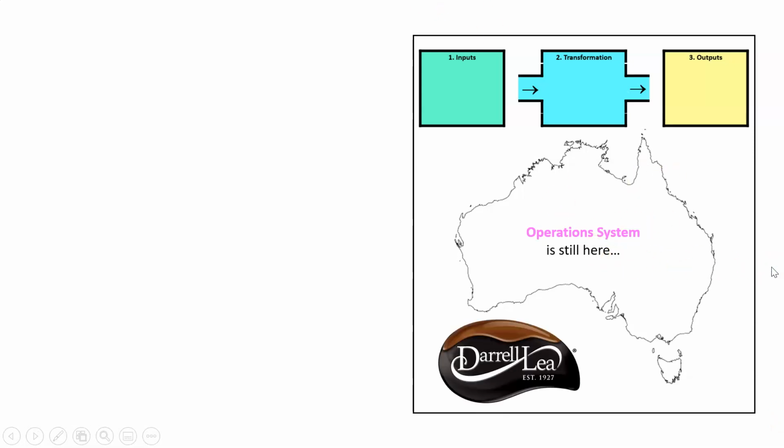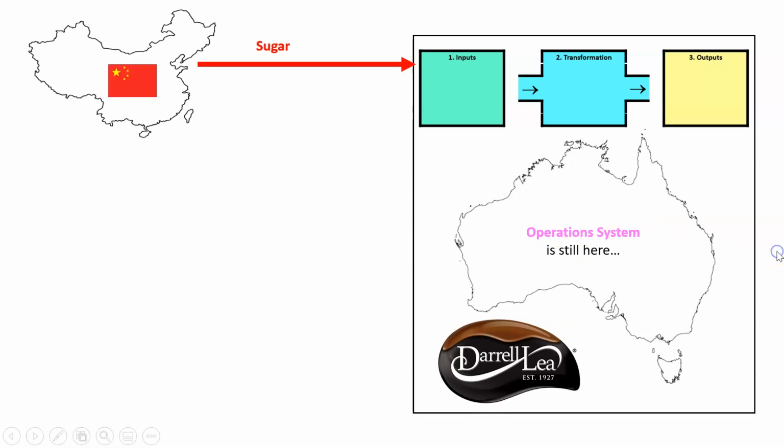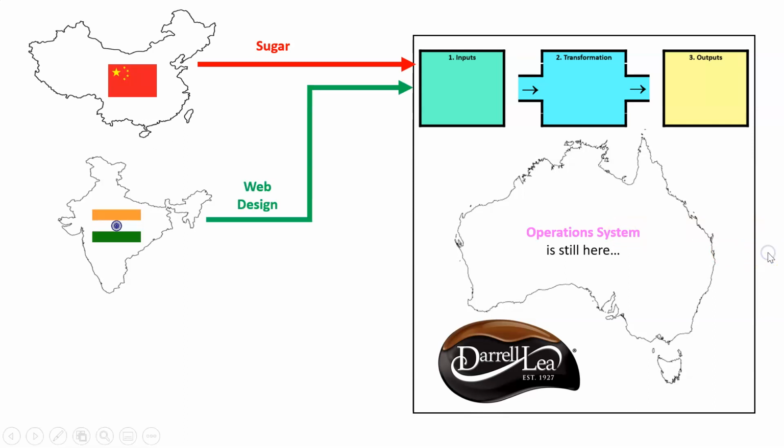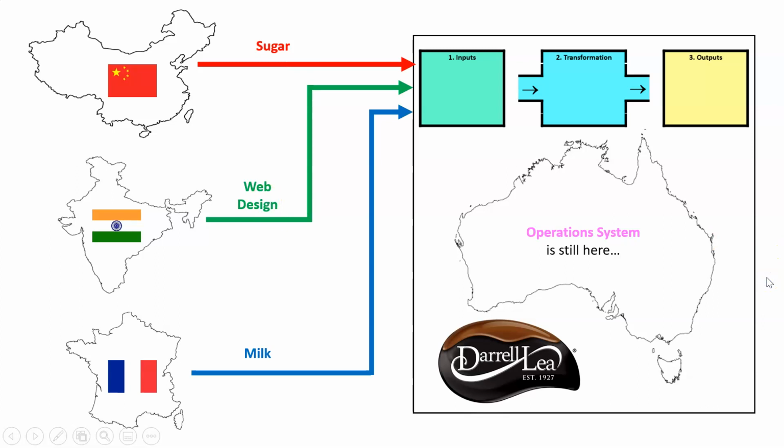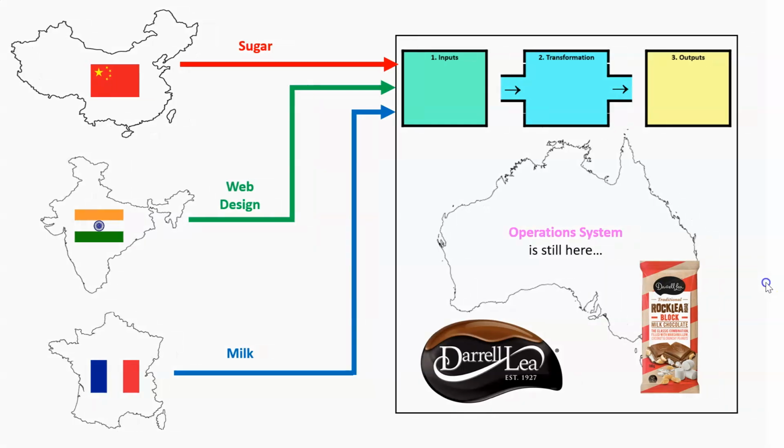So if we took an Australian business like Darrell Lea Chocolate, for example, we could say we're still going to make that product here. We're just going to get some of the inputs from overseas. So, for example, we might get the sugar from China. We might get the web design done for the business from India. And it doesn't have to be a good. So you can see we're importing a service here, which is an input as well. And maybe we get the milk from France. The point is we're getting all these inputs and still some inputs from Australia, and we are turning them into an output in Australia. So we're going to end up with a Rocky Road block of chocolate based on inputs from many places outside of Australia.